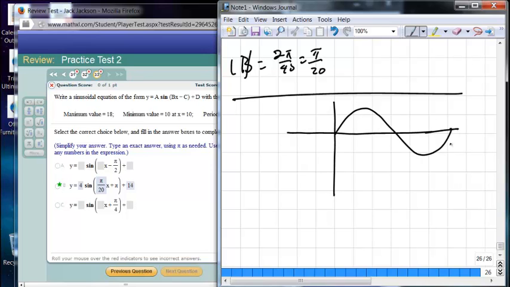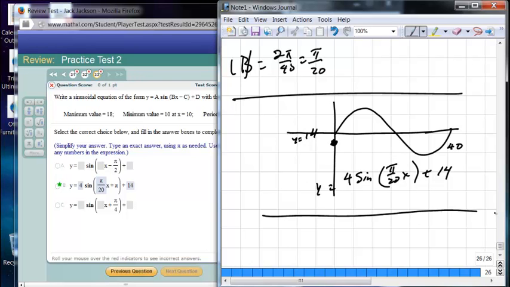So if we start by going from 0 to 40, this would be 4 sine of pi over 20 x plus 14. Okay, and that's not 0, this is 14 right there. But it's 0 for x. So the x-axis is way down here somewhere. And so this is going from 18 at the top, and the bottom is 10.